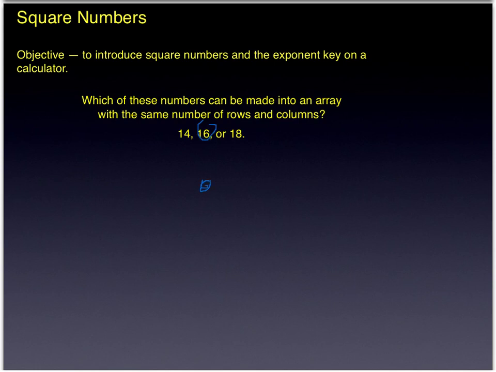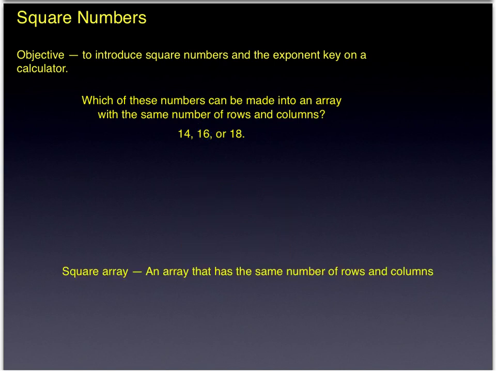So what does that look like? 1, 2, 3, 4, 1, 2, 3, and 4. You can make an array like that, with equal rows and equal columns. And you can even draw a handy-dandy rectangle, or otherwise known as a square, around the shape. So when you can draw a square around an array that has equal rows and equal columns, we call it a square array. So a square array is an array that has the same number of rows and columns.